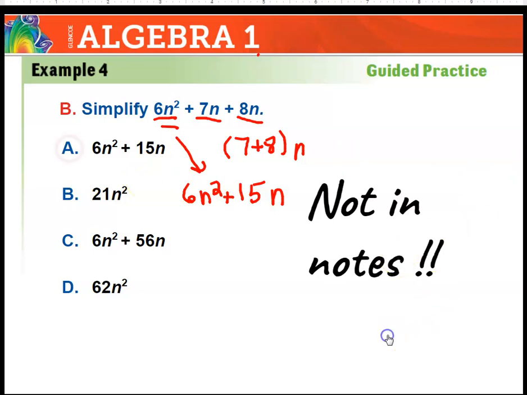Let's see what we got, and we get A it is, hot dog. Mr. L kind of knows what he's talking about. Let's take a look at another problem.